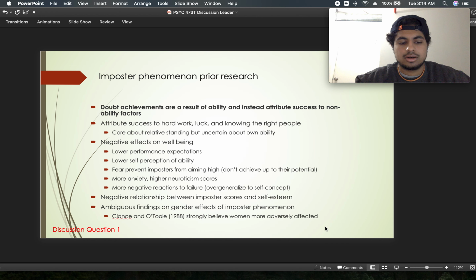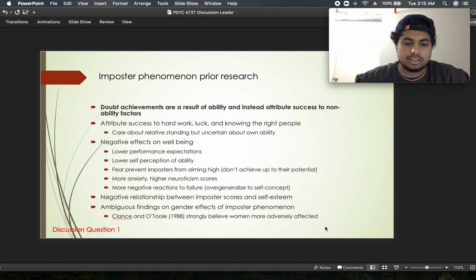And in terms of gender, at the point of this publication, it was a little bit ambiguous on the gender effects of imposter phenomenon. And well, imposter phenomenon was first initially found in women, and that's where the primary research came from. But research after that showed that imposter phenomenon can definitely happen in men, and that it's a little bit ambiguous whether it's more strong or more prominent in women or more prominent in men, or if it's about the same in both. And a 1988 paper by Clance and O'Toole strongly believes that women are more adversely affected by imposter phenomenon. And so gender is a huge part of this paper, which I'll get into more as that comes up.